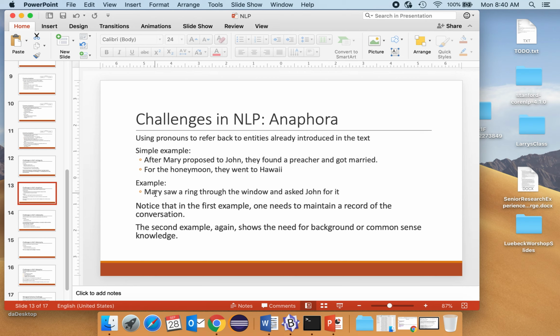Here's something a little bit more sophisticated. Mary saw a ring through the window and asked John for it. Again, we need background knowledge here. We need common sense knowledge that typically people don't ask other people for windows. If the choice is between a window and a ring, they ask for a ring, right? So again, we need to know a little bit about context. We need to realize that maybe they're married or about to be married, and they ask for a ring or something like this rather than a window.